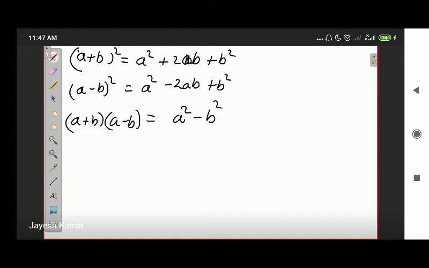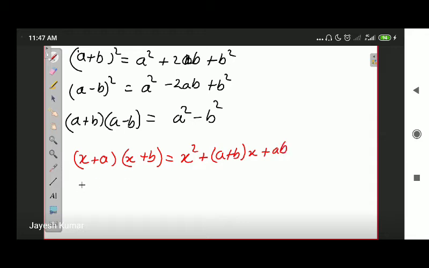Now after this, we had a different type of formula, that was (x plus a) into (x plus b). The expansion of this would have been x square plus (a plus b) into x plus ab, and (x minus a)(x minus b) was equal to x square minus (a plus b) into x plus ab.